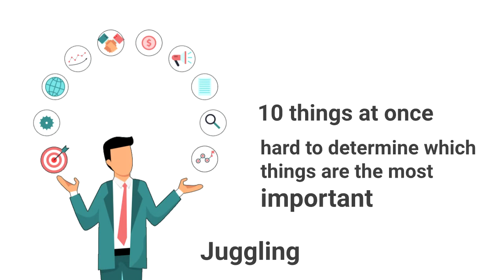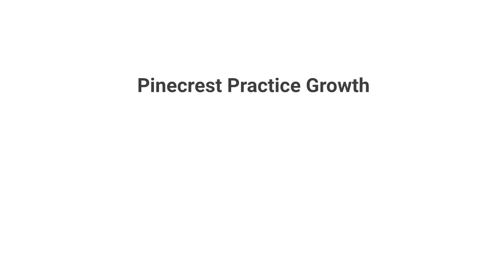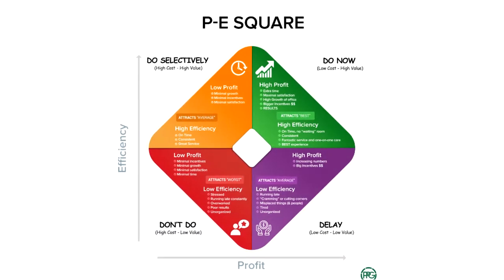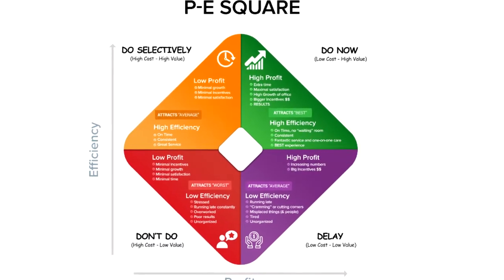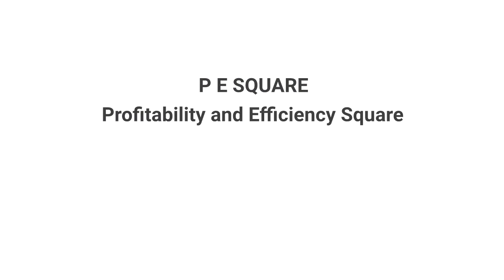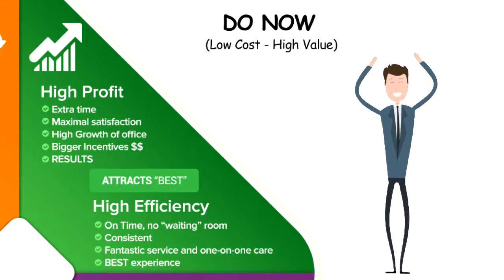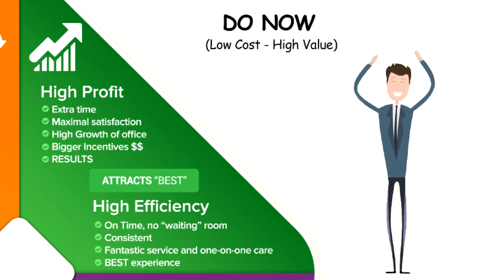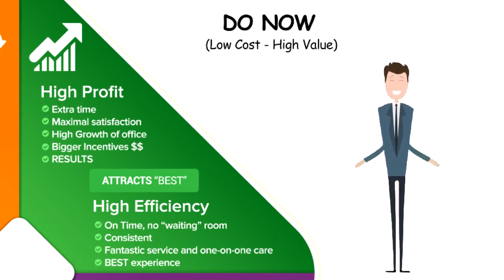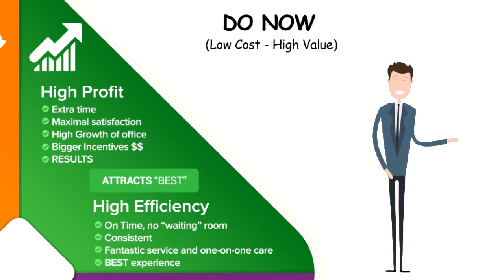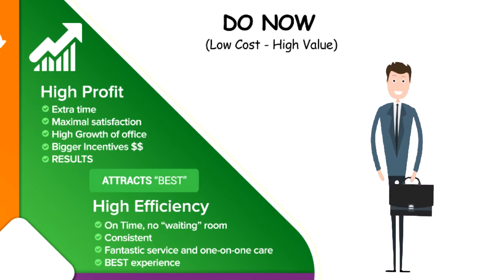are the most important. At Pinecrest Practice Growth, we've developed a tool we call the PE Square. PE stands for Profitability and Efficiency Square. Activities in the upper right are the most important activities that often both have an urgent and an important nature to them. These would be things like big implant cases or restorative cases, or hiring and training a new associate or a new hygienist.